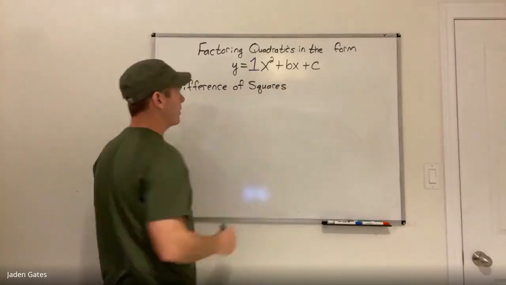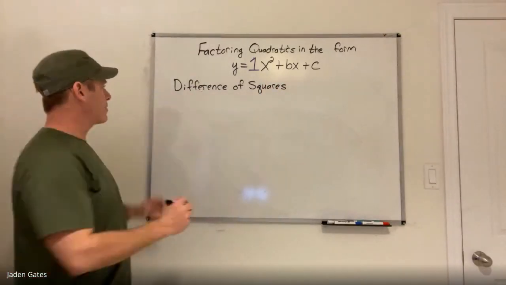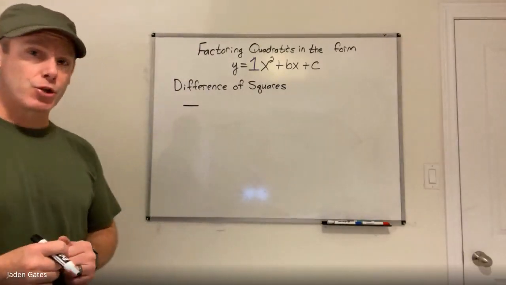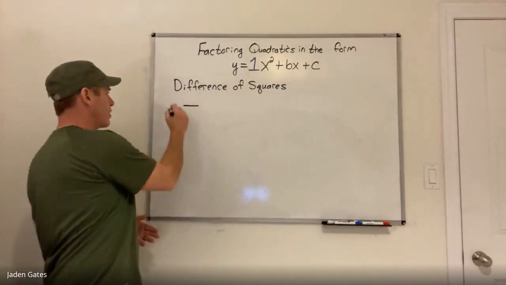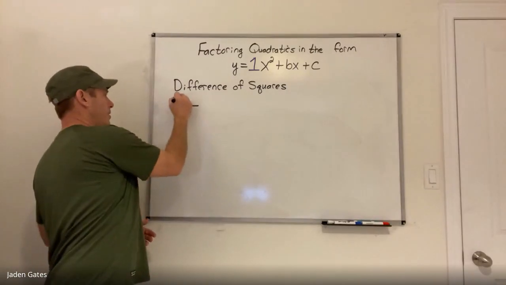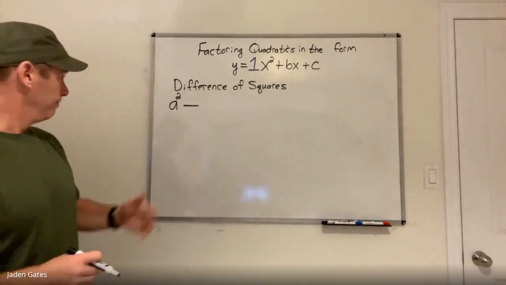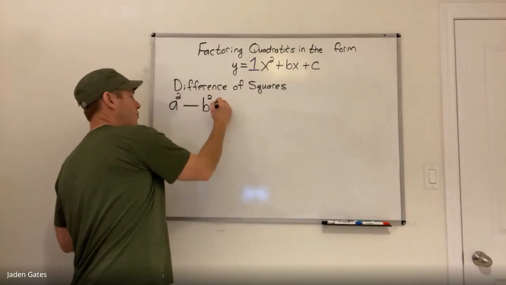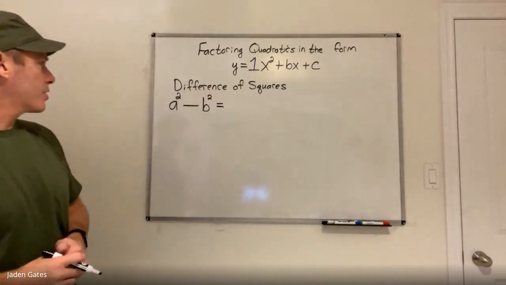Now, it sounds complicated, but it's right in the title. Difference means you're going to have a subtraction sign. The squaring part of squares means you're going to have something like this: some term a squared subtracted, minus b squared. All right, so this one looks a little different.